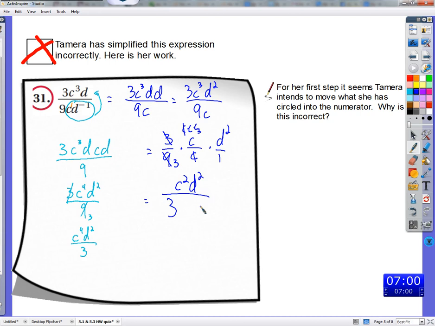Let's see. So c squared. It says 3 over 9. Where did you get the other 3? You just divided them both by 3. 3 divided by 3 is 1, and 9 divided by 3 is 3. Oh, okay.